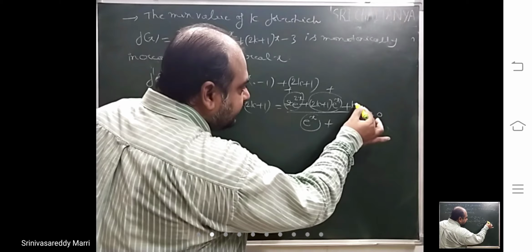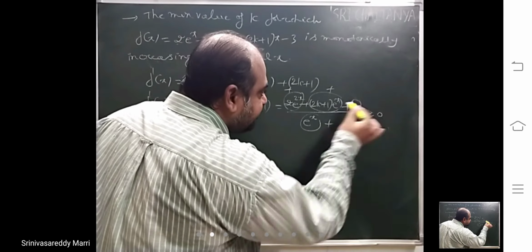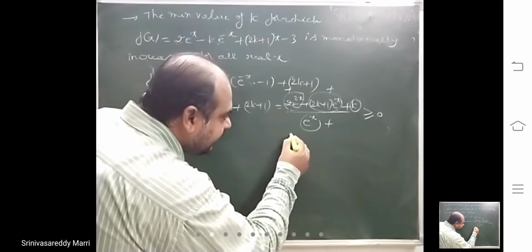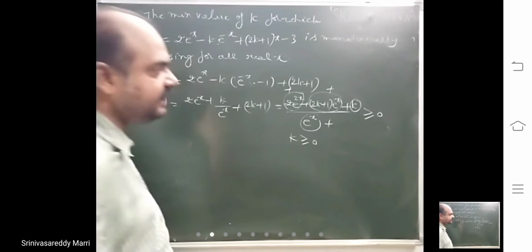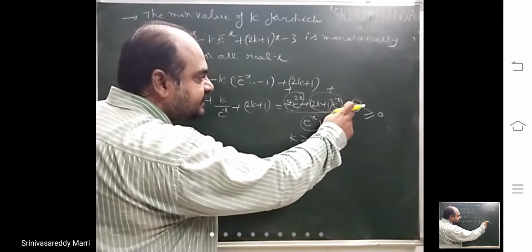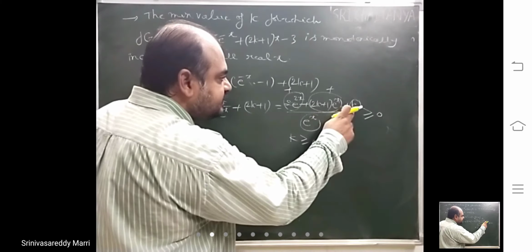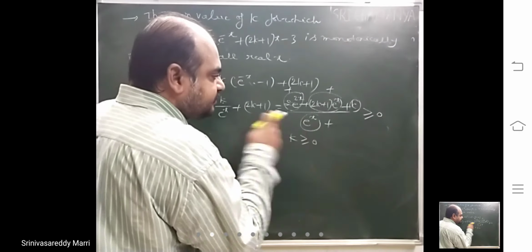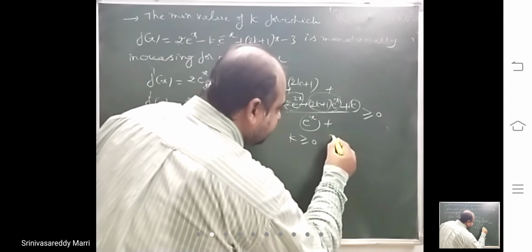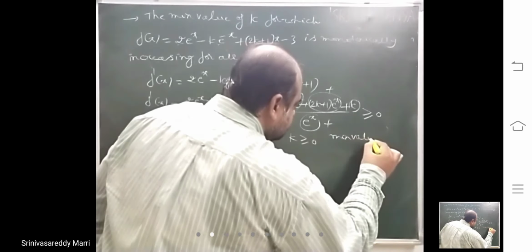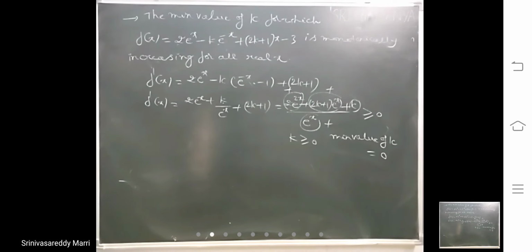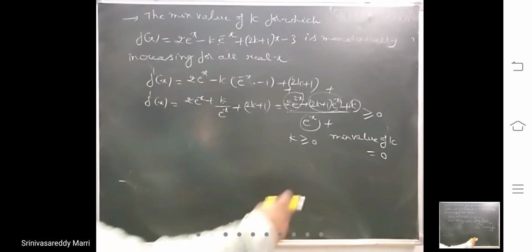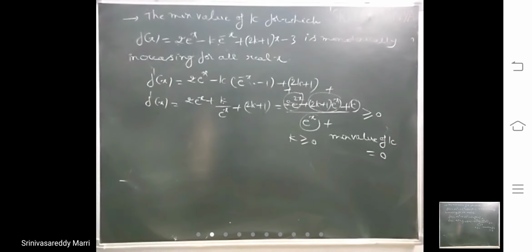That means if this is positive, then it will be positive. So the k value must be positive. If this is positive, then the derivative will be positive only. That means the minimum value of k is nothing but 0. If you keep it 0, then also it will be positive only. That means it is an increasing function.